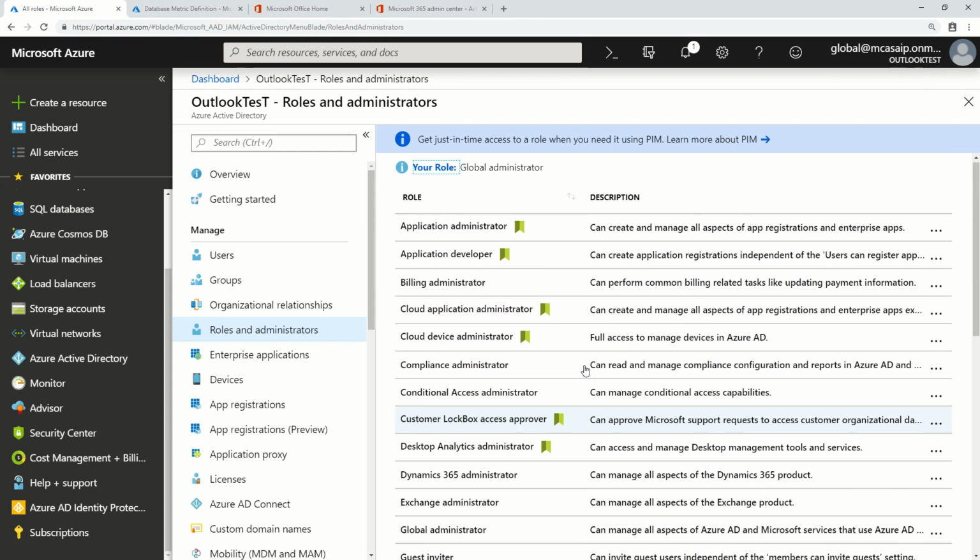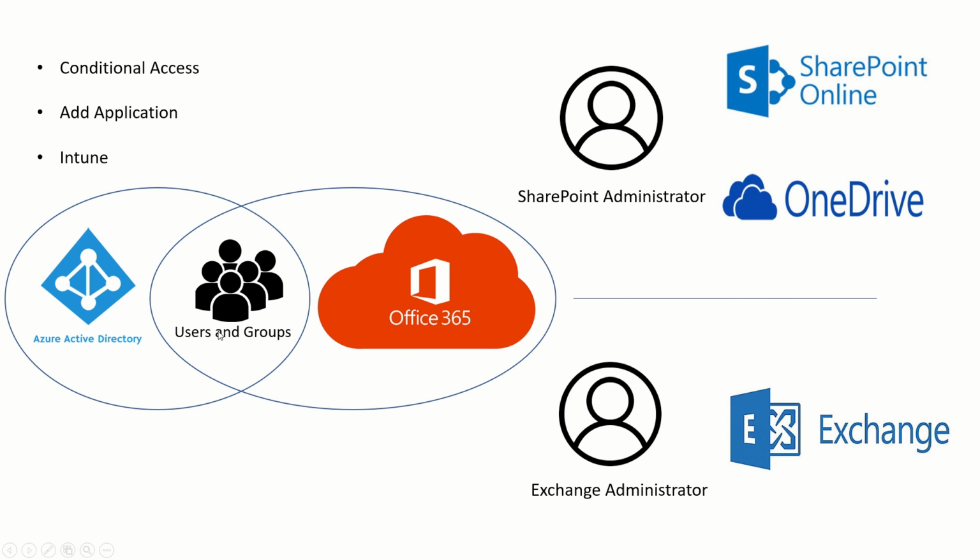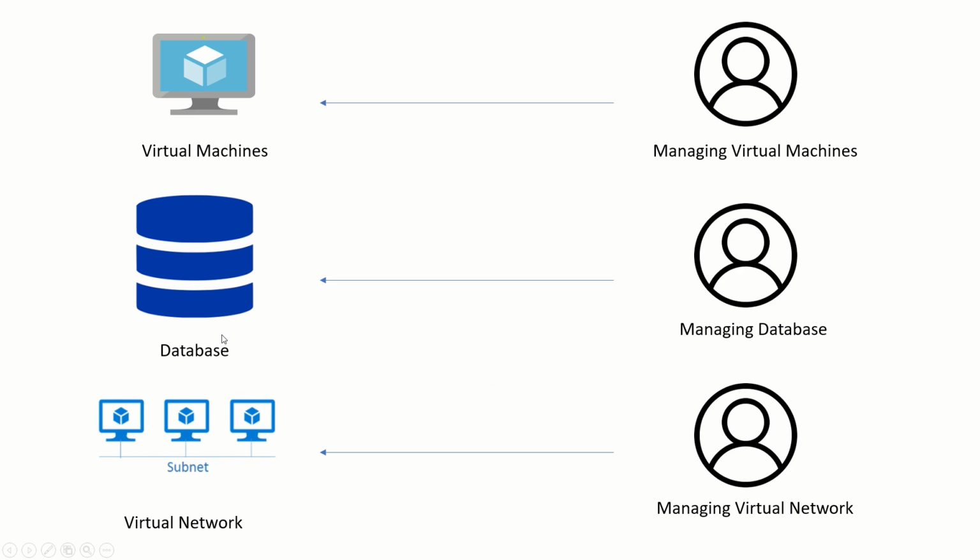Now, let's talk about the RBAC for Azure portal, which is ARM portal. For that, I would like to discuss the same scenario but in a different way. Let's say we have a specific set of users who will be managing VMs, and we also have a specific set of users that will be managing database, and the same goes for virtual network.